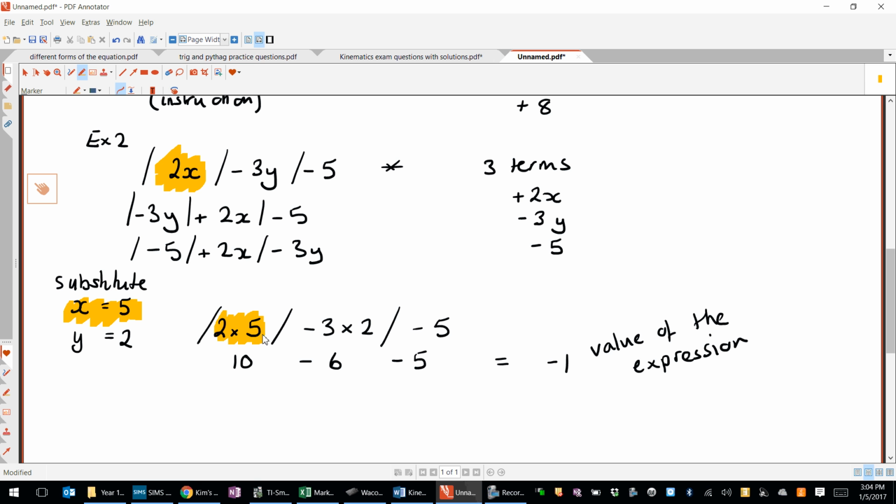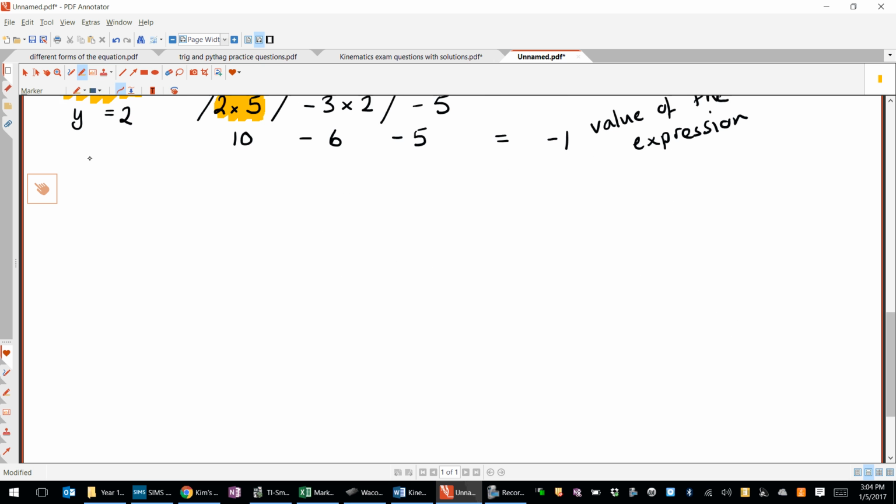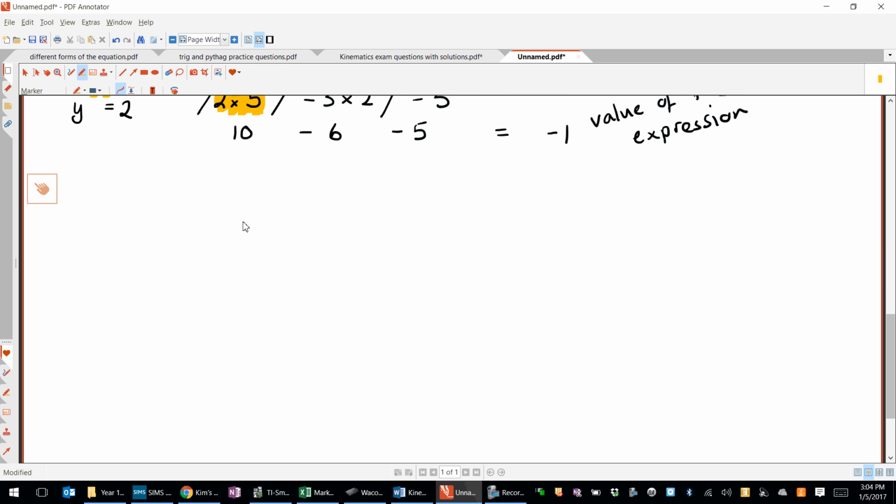What if we've got 2 letters? Put them next to each other. So it's only when we've got 2 numbers that we have to put the times. Like yx, you find the value of y and x and then multiply them. That would be a nice one to look at, actually. Other expressions.